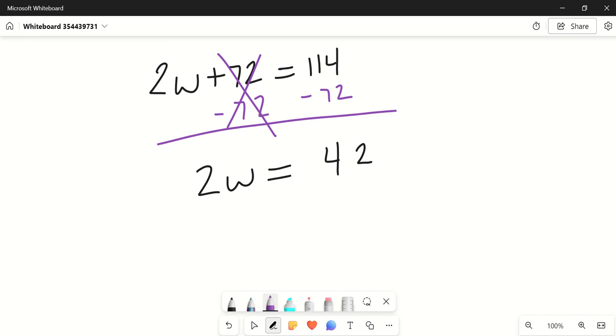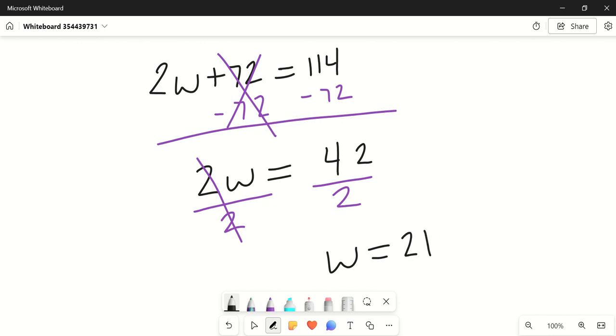Just tell me the operation. What am I doing? Rapid fire. Dividing, since it's being multiplied by 2, so I'm going to divide by 2. And I'm going to divide by 2 over here as well. Stop. W will now equal whatever 42 divided by 2 is, which is, everybody? And we solved the problem. That's it.